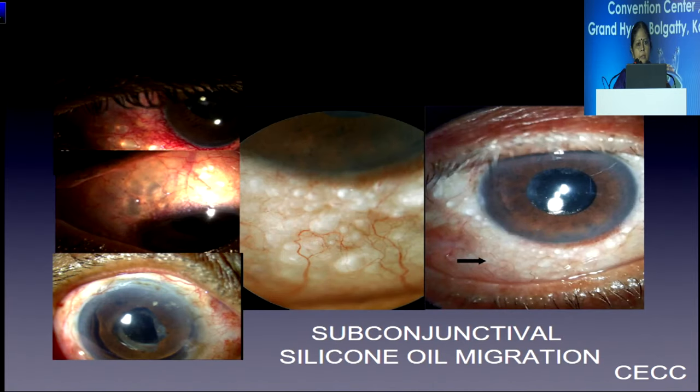This is again a post-vitrectomy eye who had a leaking sclerotomy despite closure of the sclerotomy with the suture, and you can see that the silicone oil has migrated under the conjunctiva, and you can see sago grain-like appearance of the conjunctiva. It's very difficult if you try to remove these silicone oil bubbles because they are encysted in the Tenon's capsule and they do not come out. So it's better to leave it alone.